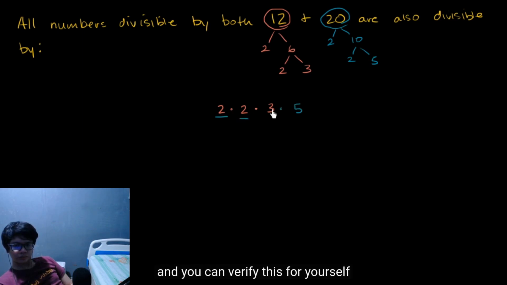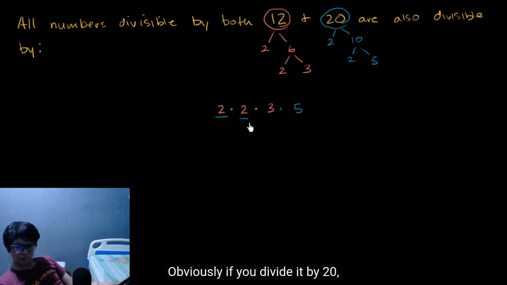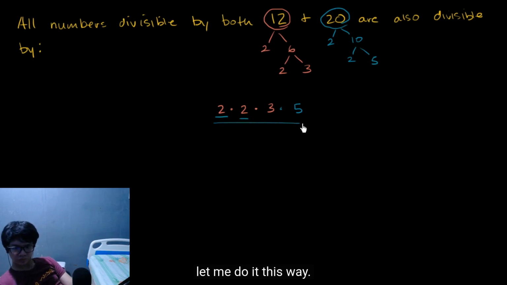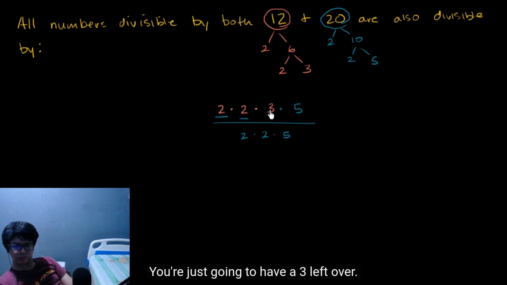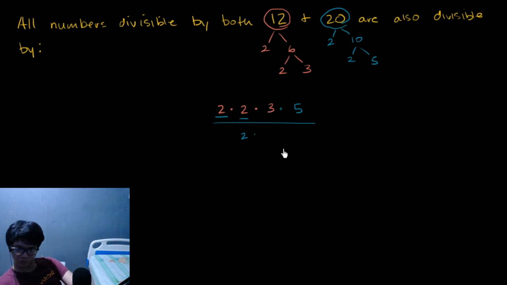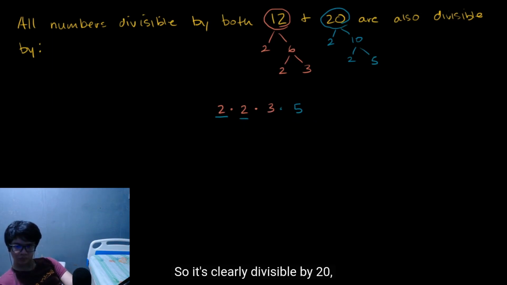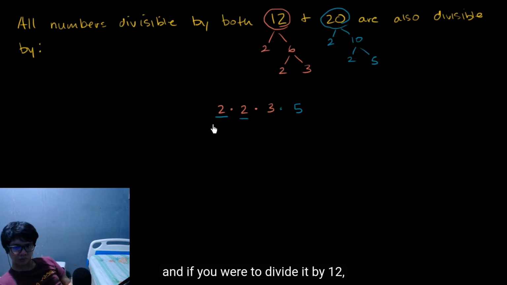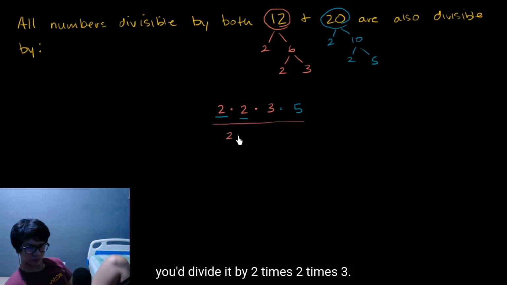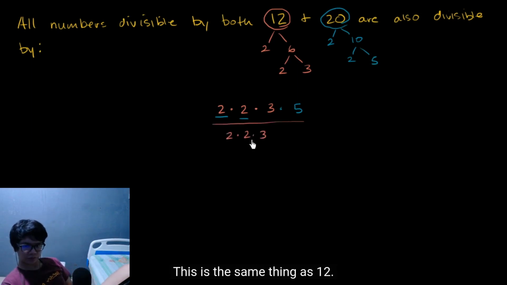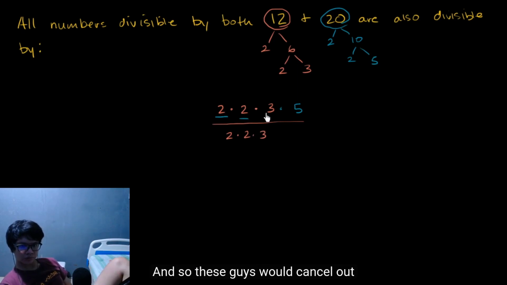And you can verify this for yourself, that this is divisible by both. Dividing it by 20 is the same thing as dividing it by 2 times 2 times 5. So the 2's are going to cancel out, the 5's are going to cancel out. You're just going to have a 3 left over. So it's clearly divisible by 20. And if you were to divide it by 12, you divide it by 2 times 2 times 3, which is the same thing as 12. And so these guys would cancel out, and you would just have a 5 left over. So it's clearly divisible by both.